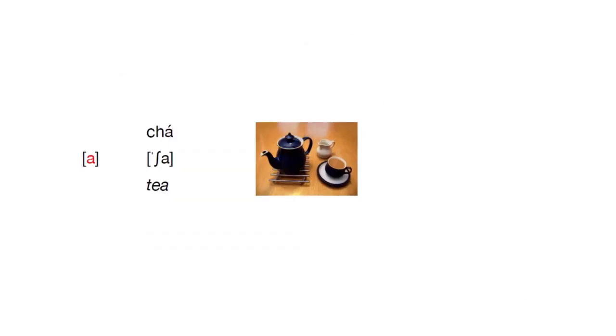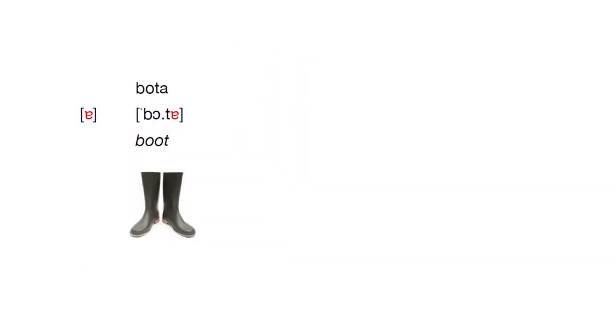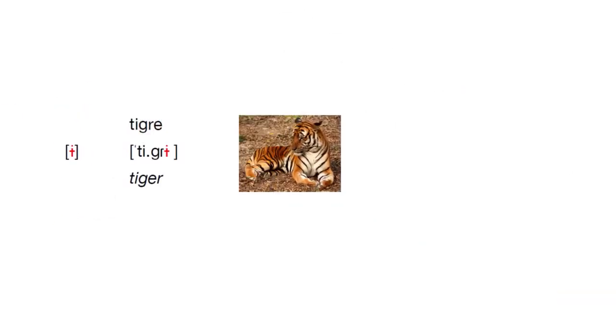Then there was A as in chá, which was a vowel in between English's ah and ah. Then there was as in bota, which has a higher tongue position, pretty close to English's vowel, and always shows up as an unstressed syllable. And finally, there was E sibling as in tigre, which was just as high up as E, but further back and super unstressed, sometimes so unstressed it's barely heard.